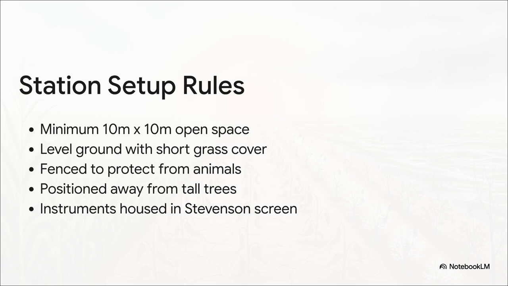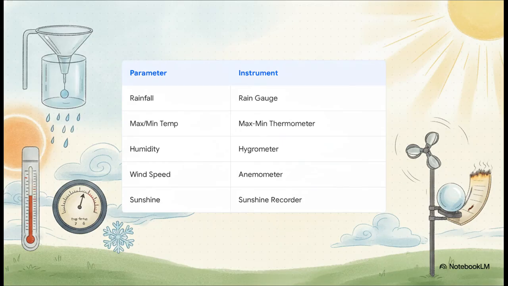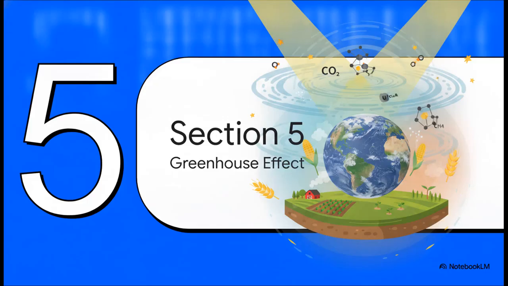pristine ambient air readings. Inside that station, we deploy highly specific instruments to pull exact empirical data. Rainfall amount is measured by a simple rain gauge. For maximum and minimum temperatures, we utilize a max-min thermometer. Relative humidity is meticulously tracked using a hygrometer. Wind speed is empirically recorded by an anemometer, and solar radiation time, which is essentially sunshine duration, is tracked using a sunshine recorder.